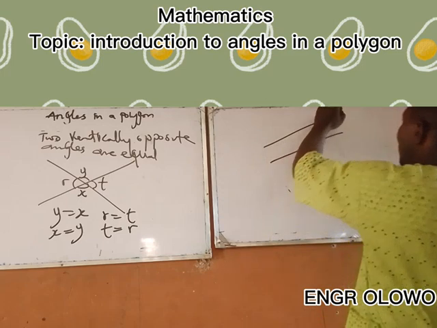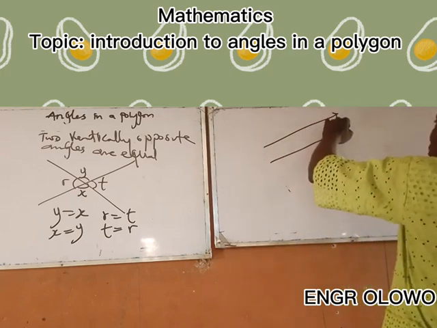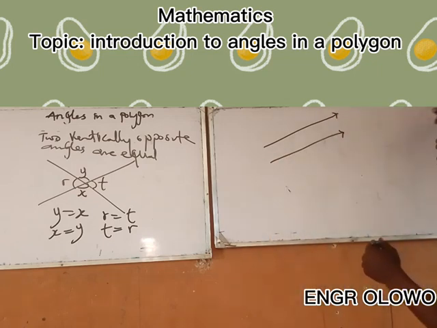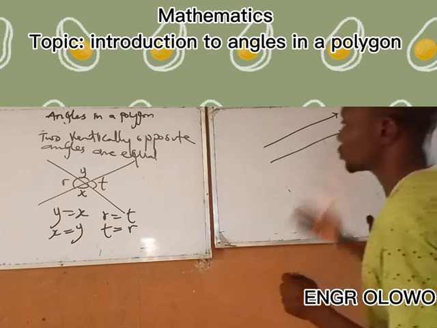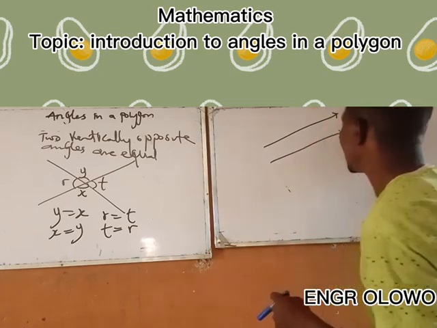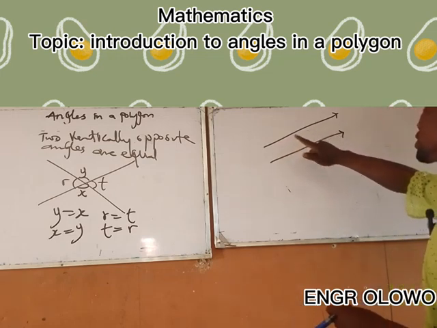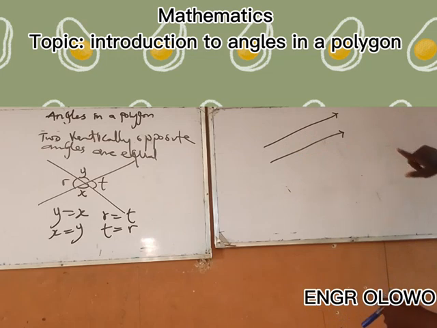Our board is not big, so we want to look at this one. These two lines here are parallel lines. Parallel lines are two straight lines that travel the same direction, but they never meet.